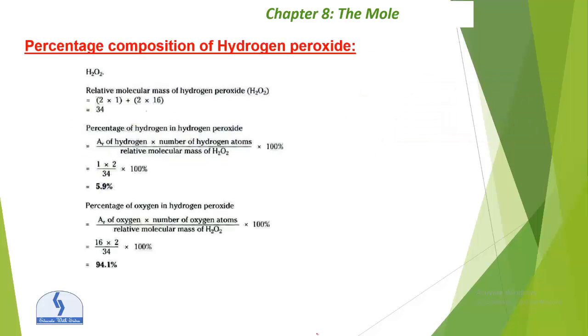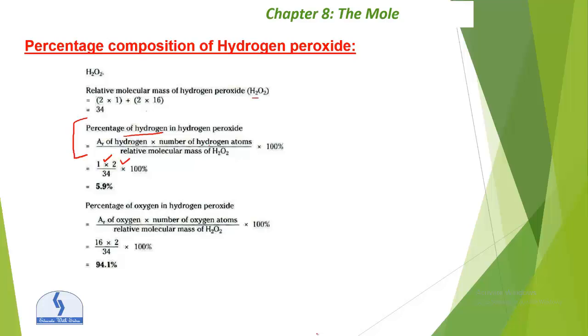Doing the example, percentage composition of hydrogen peroxide, right? So this is the formula. What we need is the atomic weight of hydrogen. We know the atomic weight of hydrogen is 1. As we are calculating the percentage of hydrogen here, this is the element, right? So the Ar of the element, that is hydrogen, multiplied by the number of atoms of that element. How many hydrogen atoms are present in H2O2? That is 2.